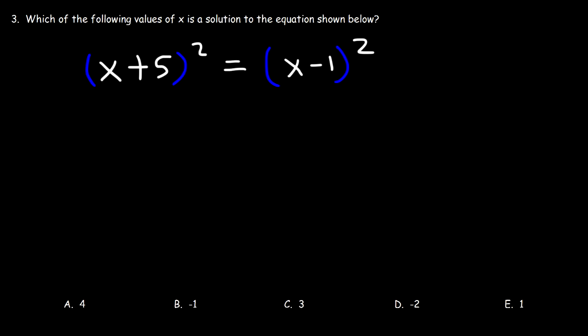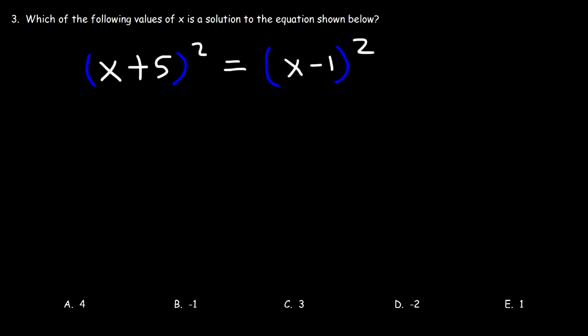Number 3, which of the following values of x is a solution to the equation shown below? Now, there's two ways in which we can solve this particular problem. There's the long way and there's the short way. Because this is a multiple choice problem, the short way will work. But if this was a free response problem, we have no choice but to do it the long way. And so it might be best to do it both ways just in case.